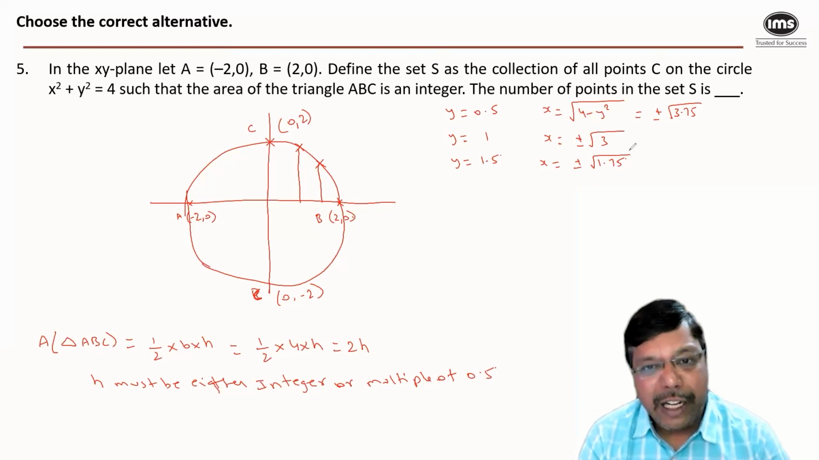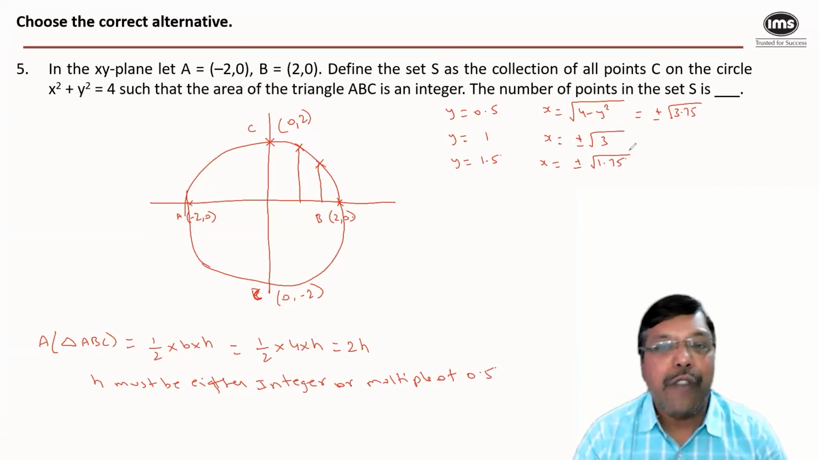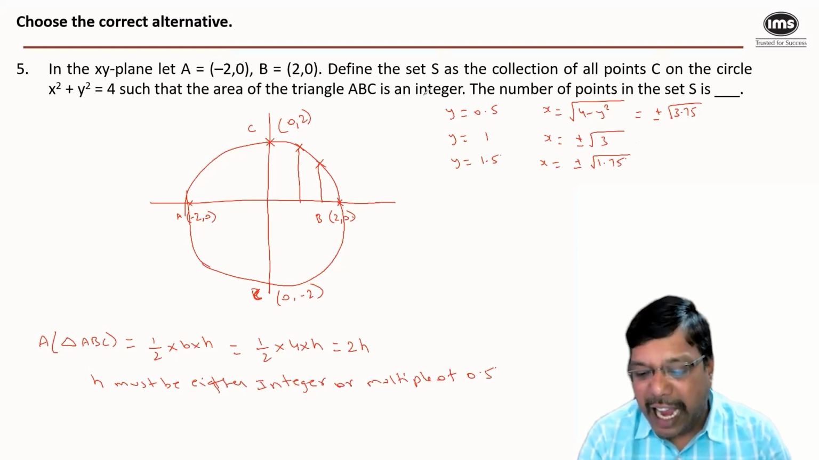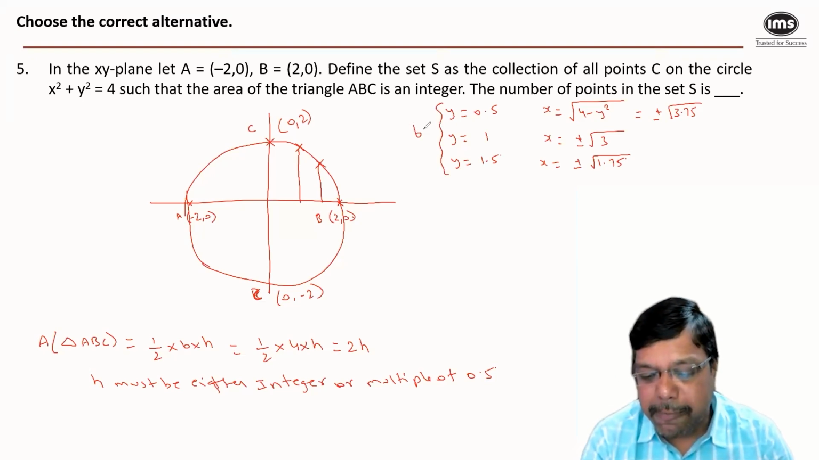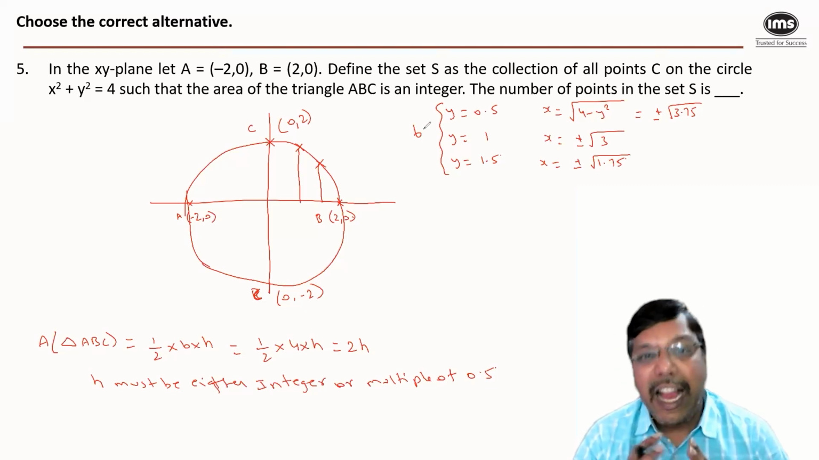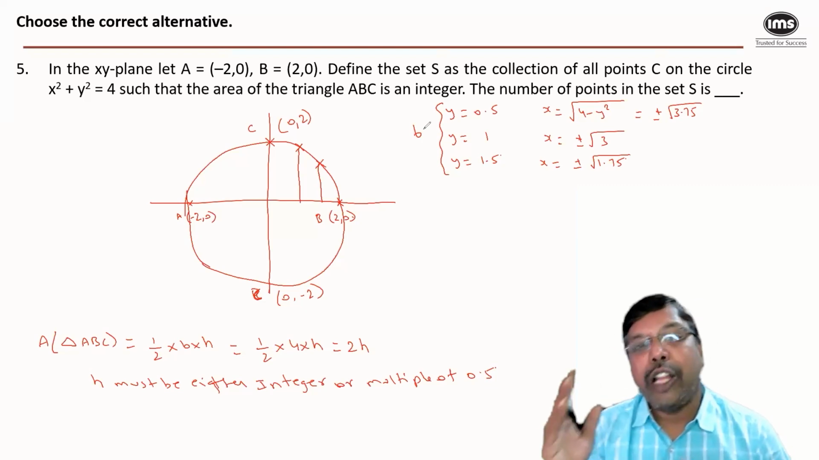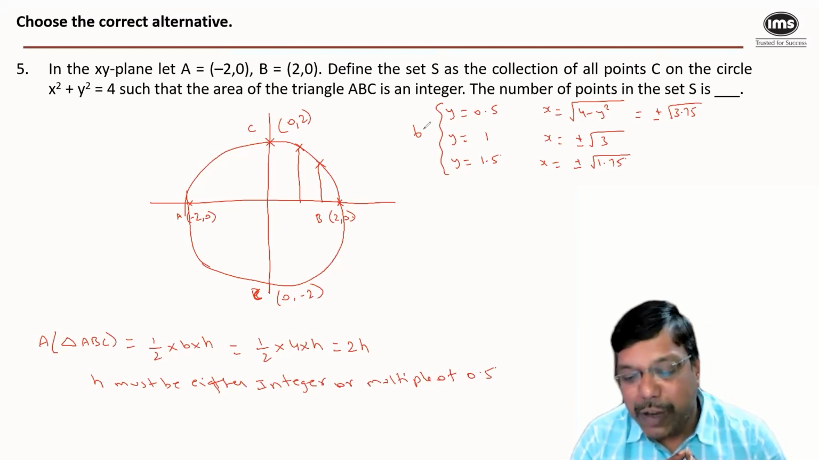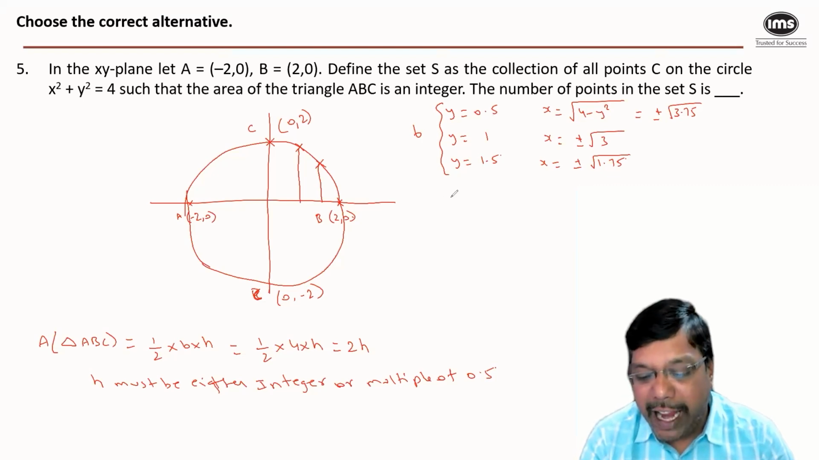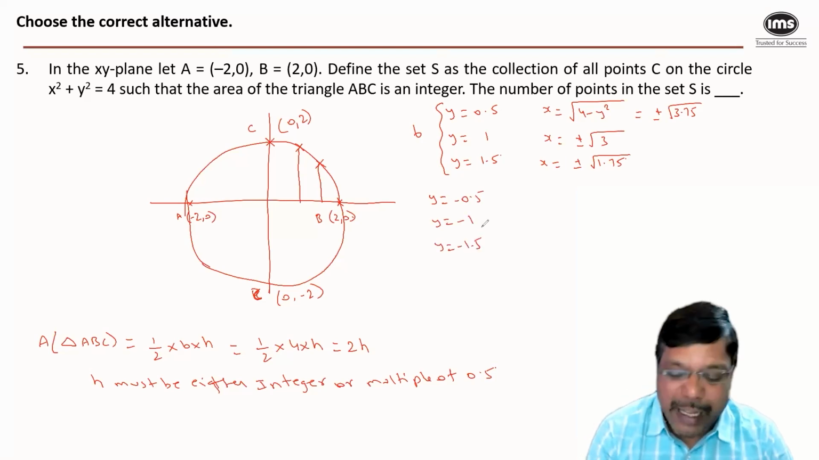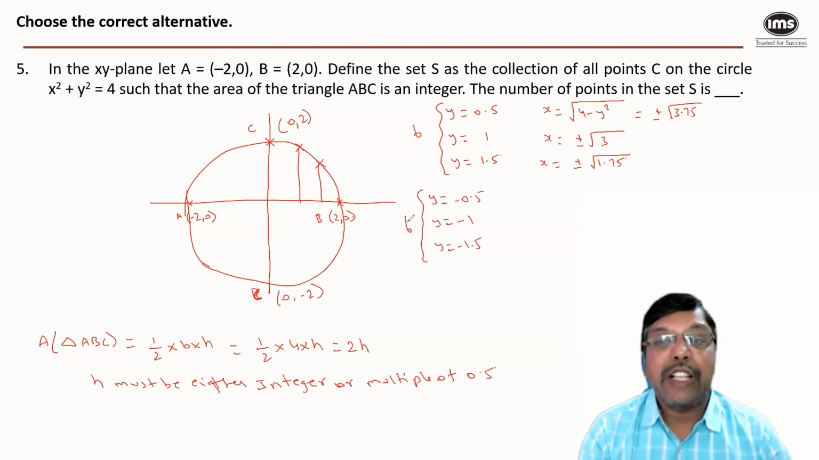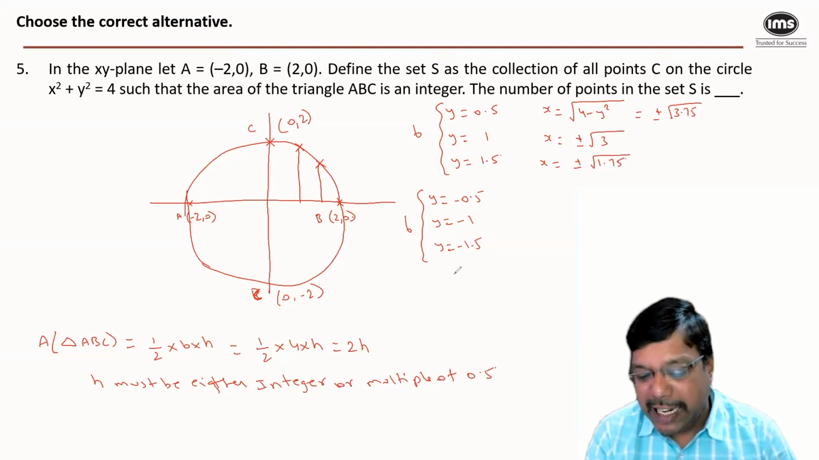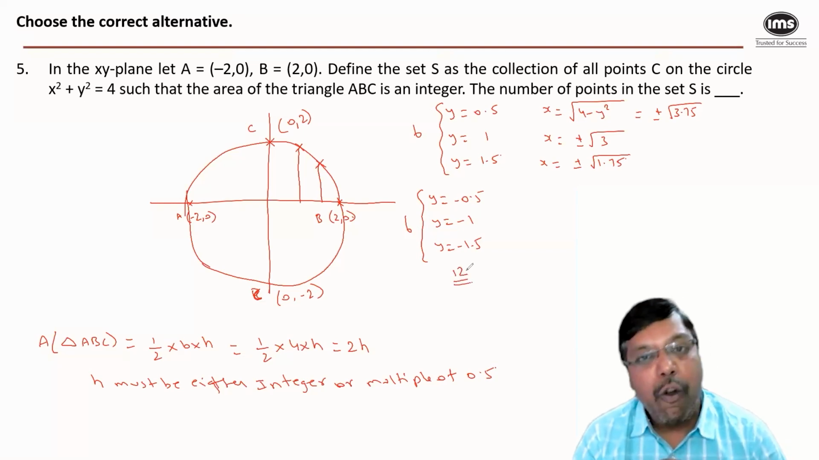So as you can see here, for each value of y, I have two values of x. So which means I could gather 6 points here. However, the points need not be only on the right side of the y-axis. It can be on the left side of the y-axis as well, which means the value of y can be minus 0.5, minus 1, and minus 1.5 as well, which gives you 6 more points. So 6 plus 6, we have 12 values as of now.